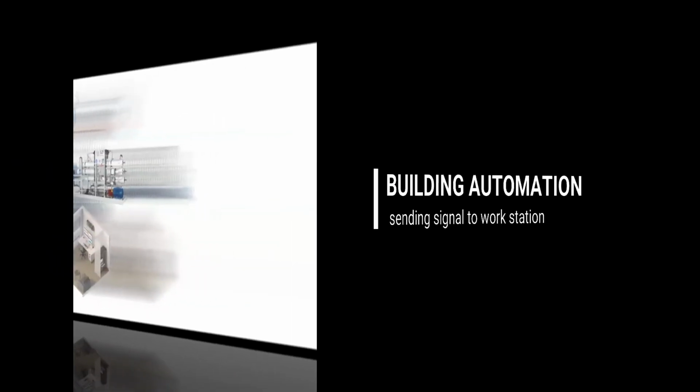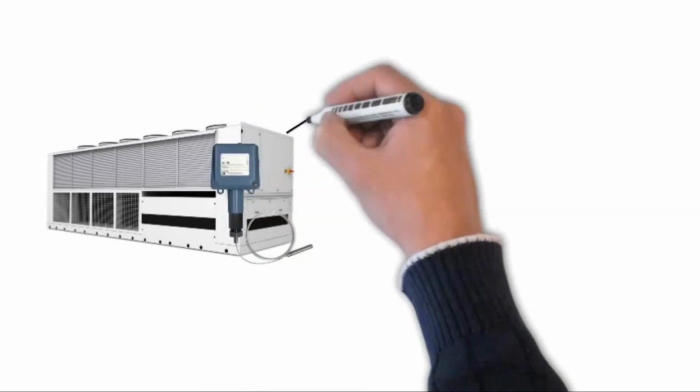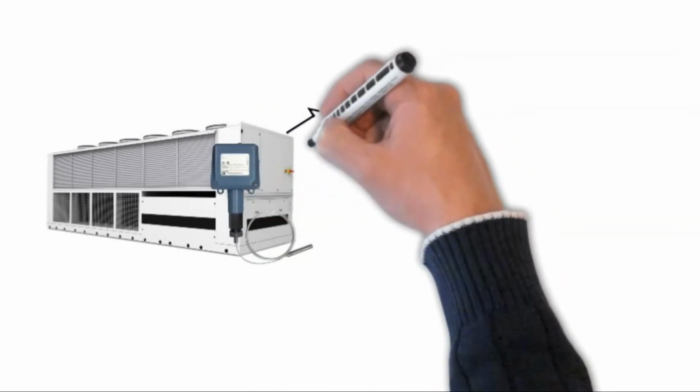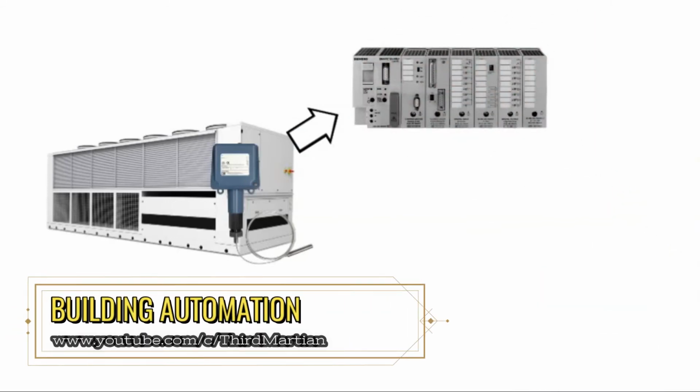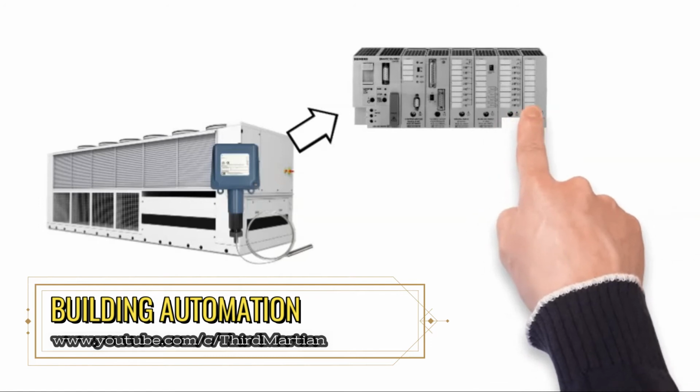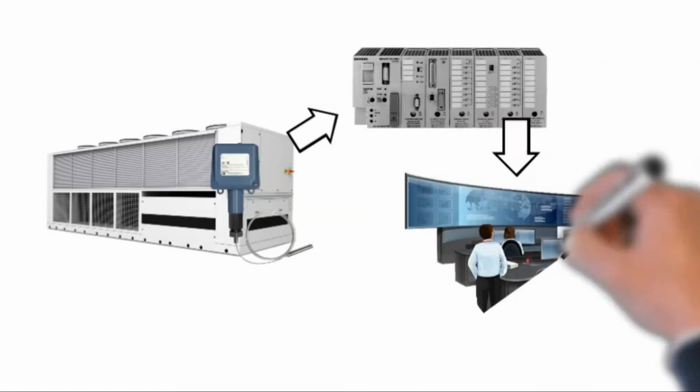How do field systems send signals to the workstation? This is how. The chiller temperature sensor sends signal data to the automation controller. The controller will process the data, and the output will be sent to the workstation.